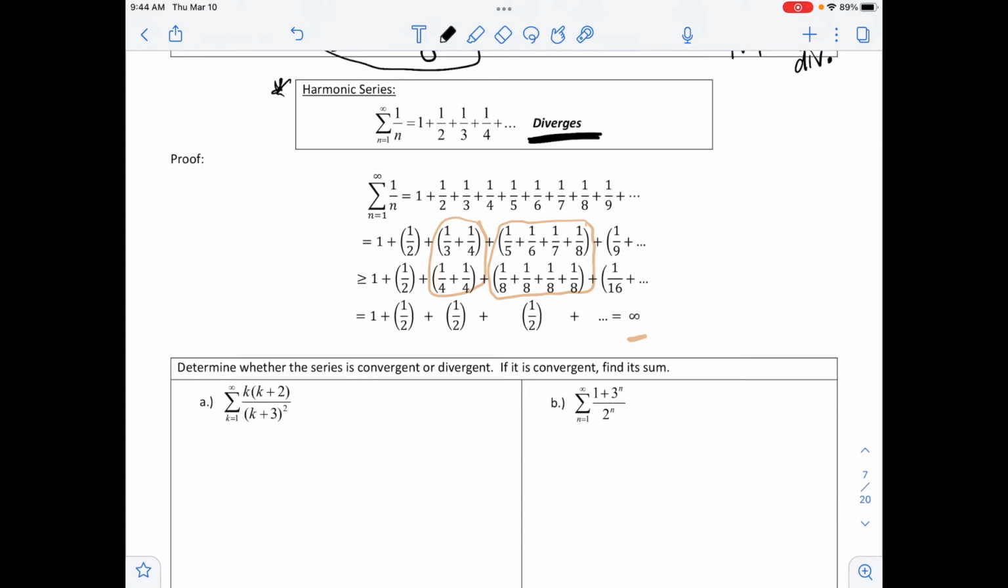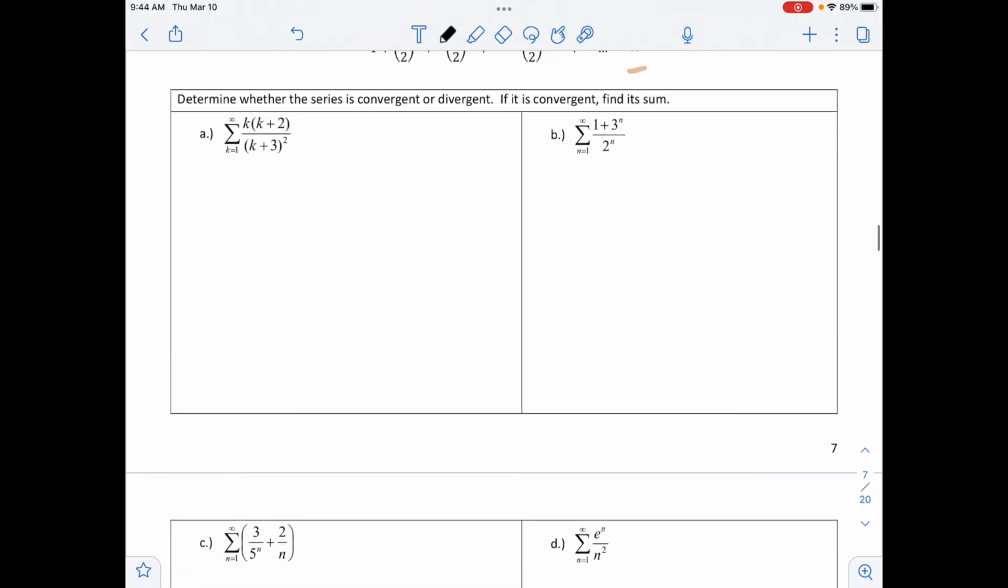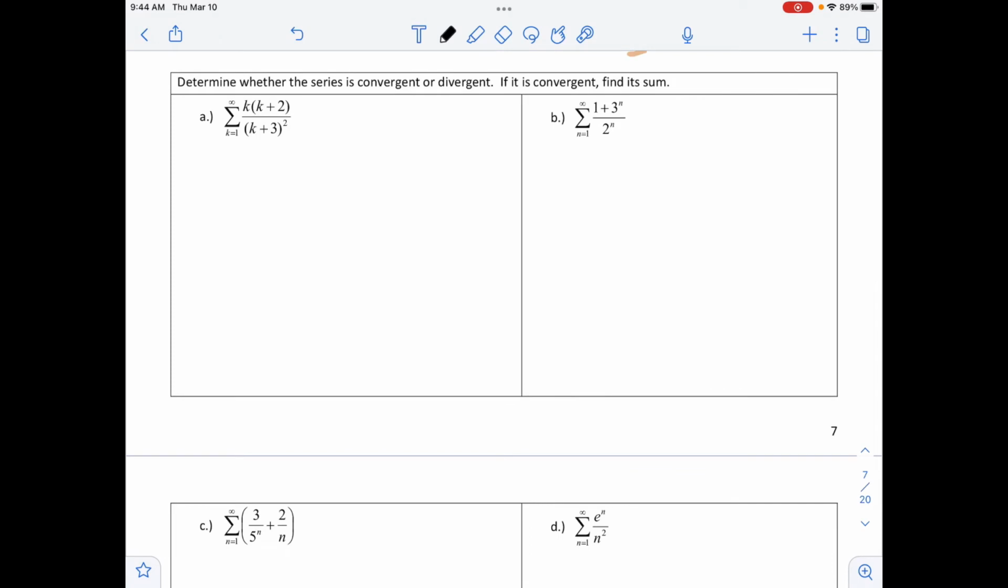So we have an example right below, and this says determine whether the series is convergent or divergent, and if it's convergent, find its sum. And so we have the sum from k equals 1 to infinity of k times k plus 2 over k plus 3 quantity squared. In order to figure out if this series is going to be convergent or divergent, we look at the limit.